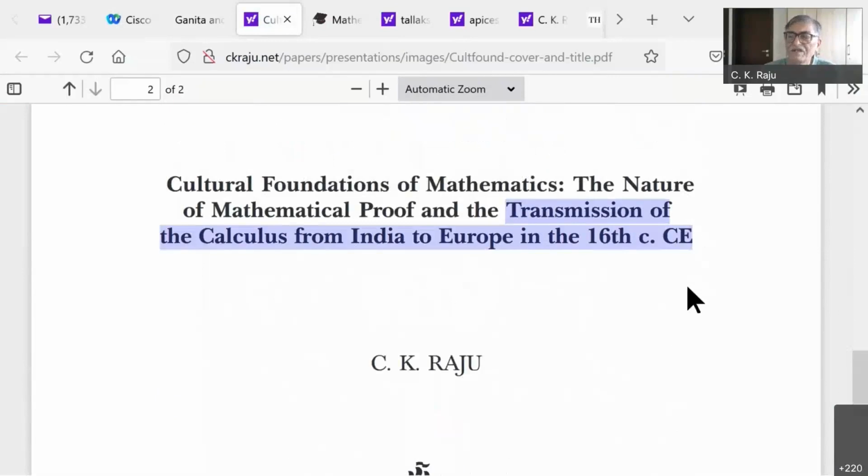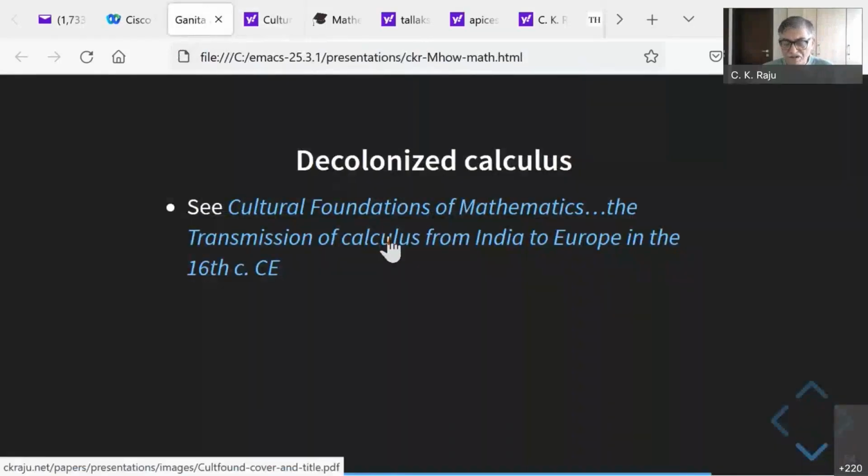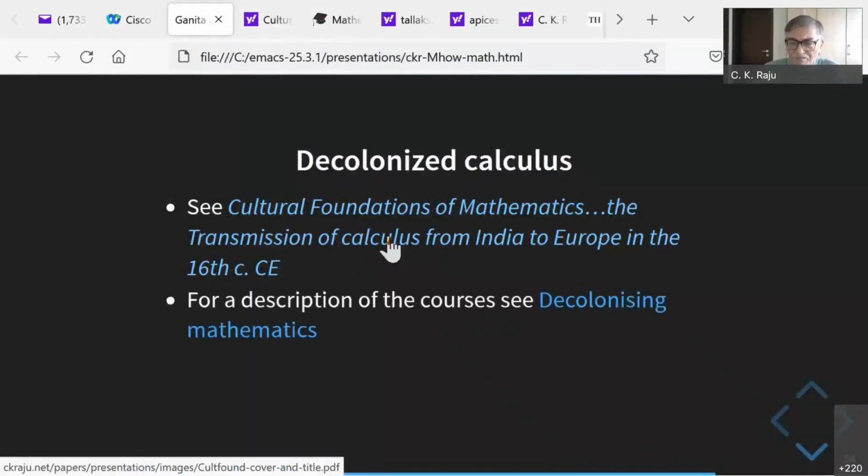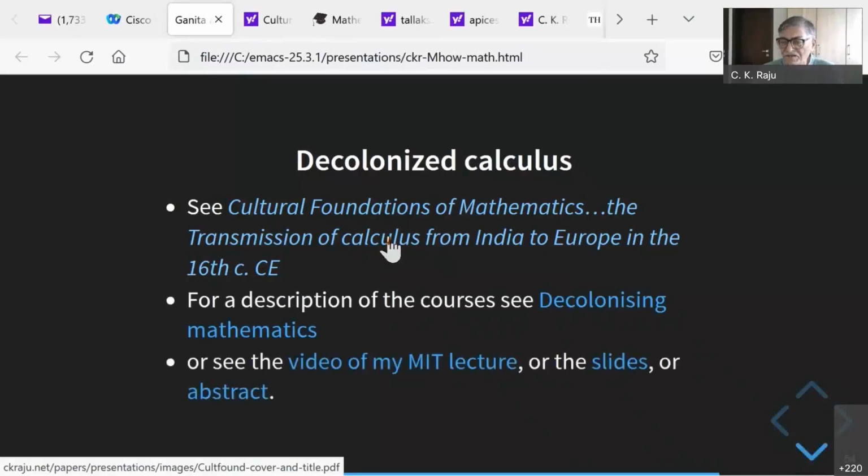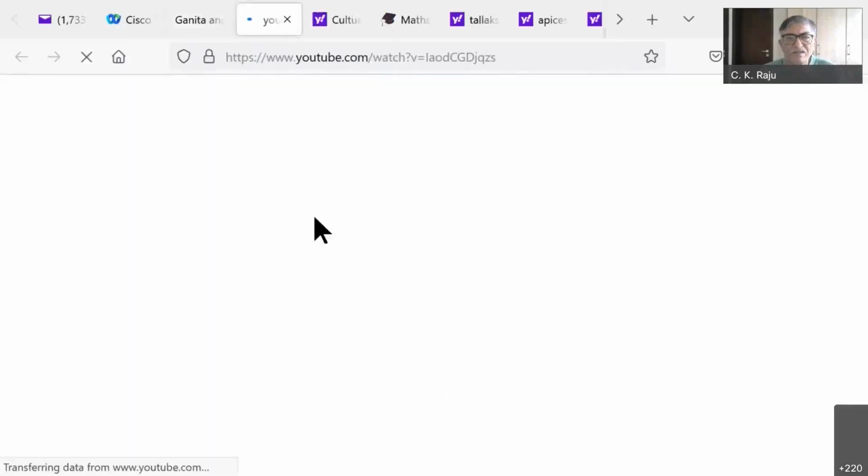So calculus originated in India. Not only it originated, it was transmitted. Exactly like arithmetic, it was transmitted. But this happened in the 16th century. Why was it transmitted? It was transmitted because the calculus served to provide accurate trigonometric values which were essential for navigation. So what are the courses? You can take a look, or you can see the video of my MIT lecture, several abstracts. I don't think I have, I mean, here I can just show you what the thing is.